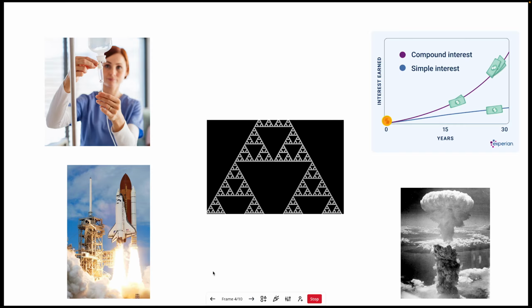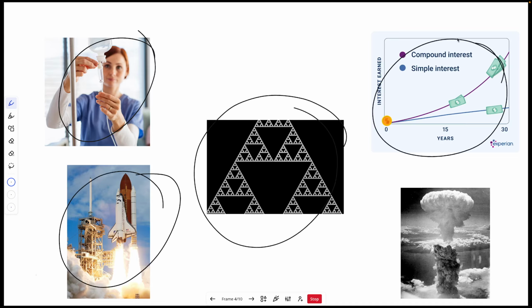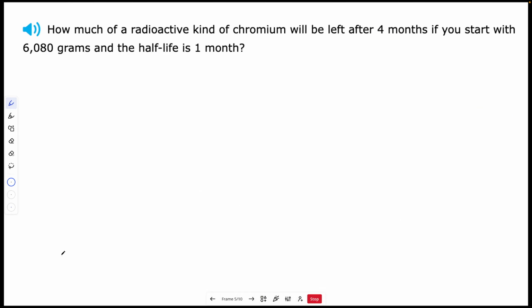Here we go. So exponential growth and decay are very, very useful in real life, okay? Everything from IV drips to the amount of fuel a rocket uses to abstract geometric art to economics and interest rates to the atom bomb, all right? All of these utilize exponential growth or decay. Okay, so let's see some problems. All right, if you want to pause the video so you can read this problem.